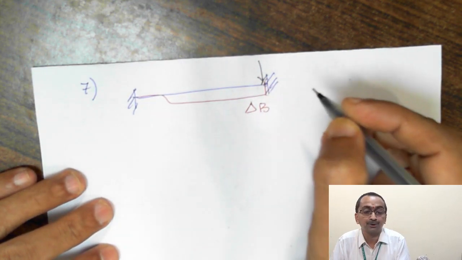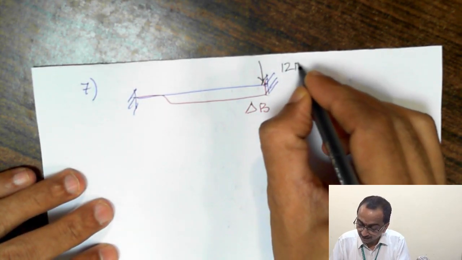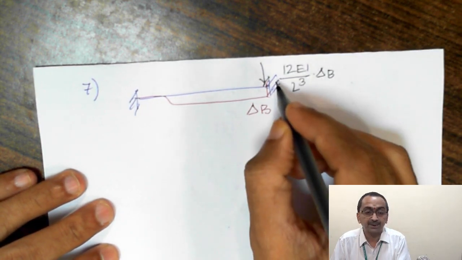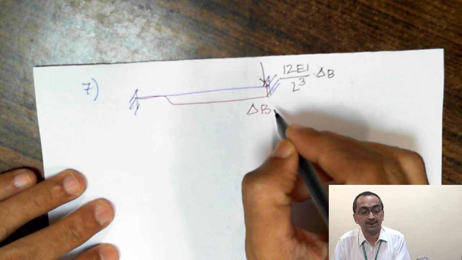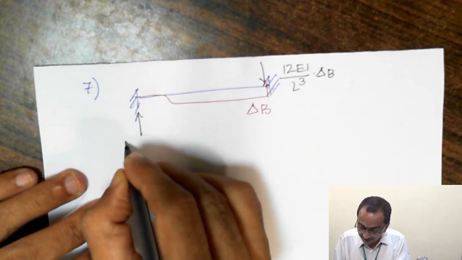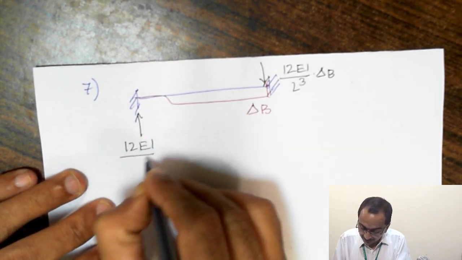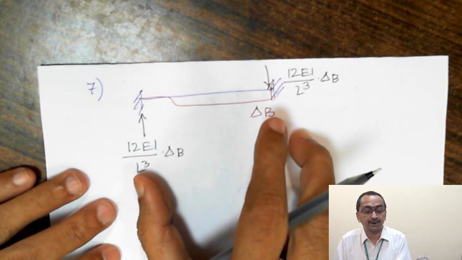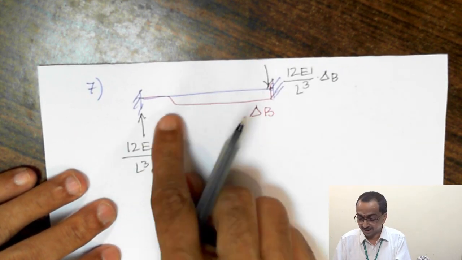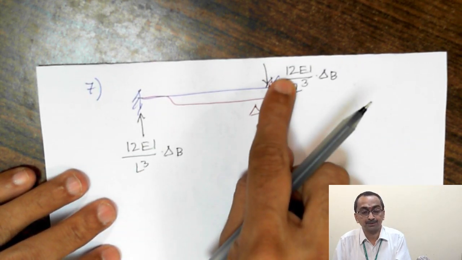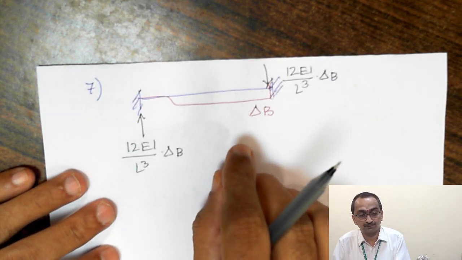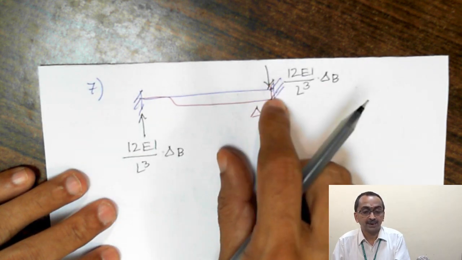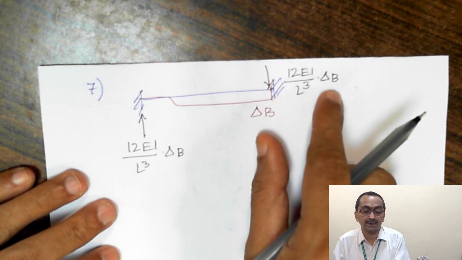The first force at B will be 12 EI upon L cube into delta B, that is required to cause this deflection downwards. All of you must have identified the logic behind all these cases. If the deflection is downwards, this force must be downwards, and in our earlier cases, case number 1 to 4, if the rotation is clockwise, the moment must be clockwise. So in this case, if the deflection is downward, this force must be acting in downward direction.